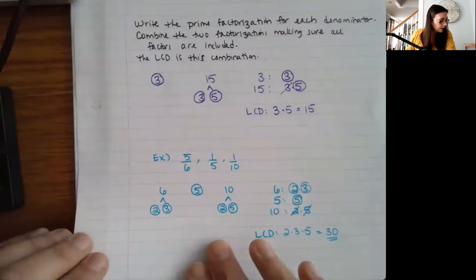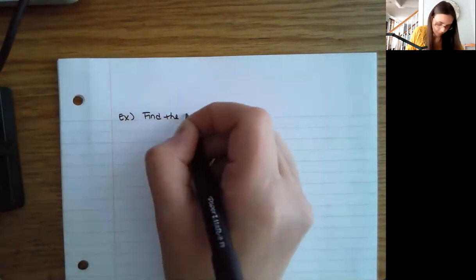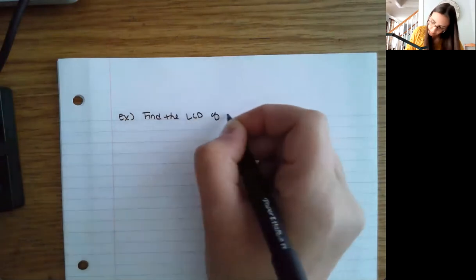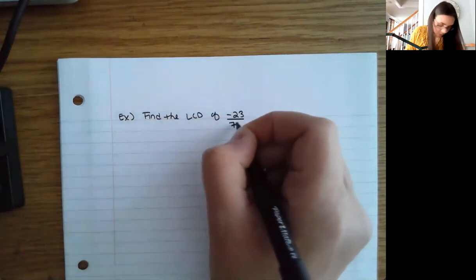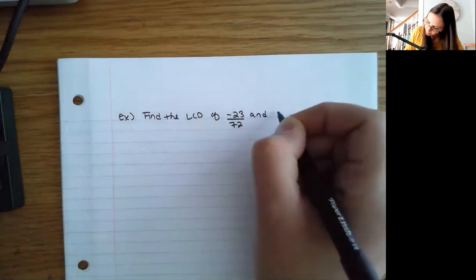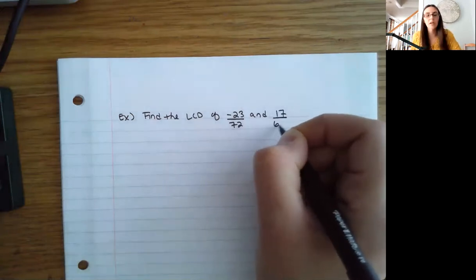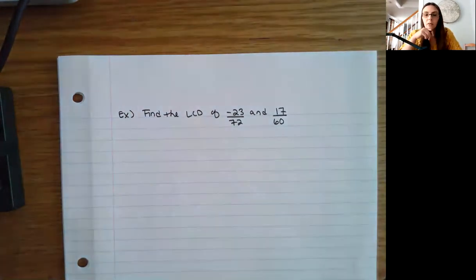All right. Let me do one more example here that's a little bit harder so you can see this one in action. So we're going to find the LCD of negative 23 over 72 and 17 over 60.